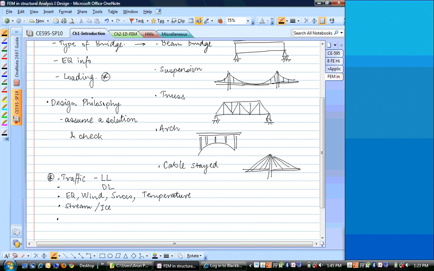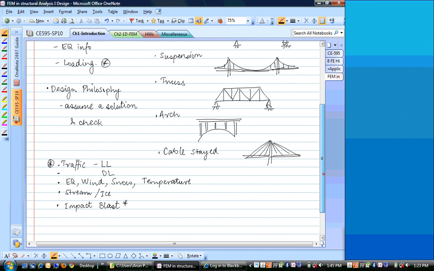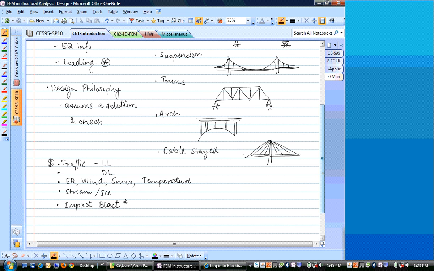Anything else? Impact, blast for special cases. Fatigue loading is some sort of a material related loading. So yes, if your material degrades, it will in turn cause what we will interpret as loading. So sure, we'll put that out.